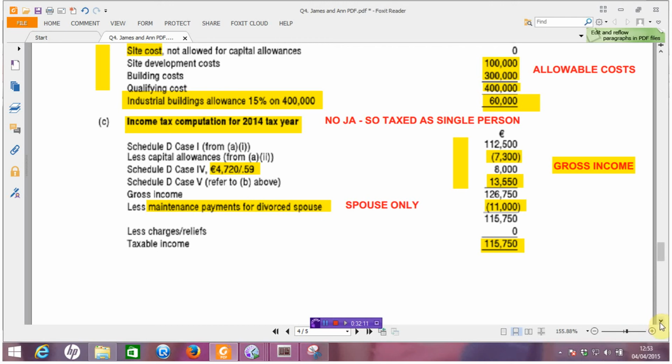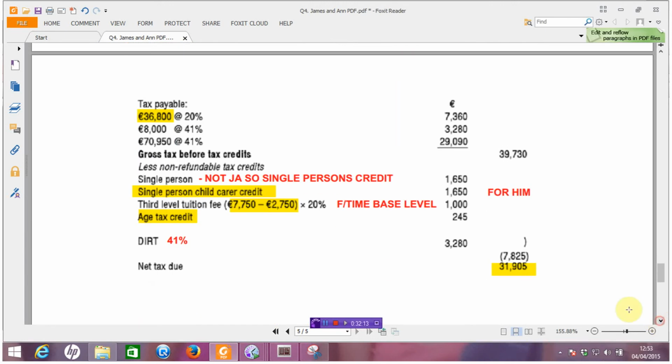Move on from that, just down the comp, we're going to get to the tax figures. And you'll see here that we have the 36.8 as the basic band at 20% for this sort of one-parent family, as it were. And that's given in the tables anyway, so we should be able to slot that in easy enough. And then obviously the balance at 41%.